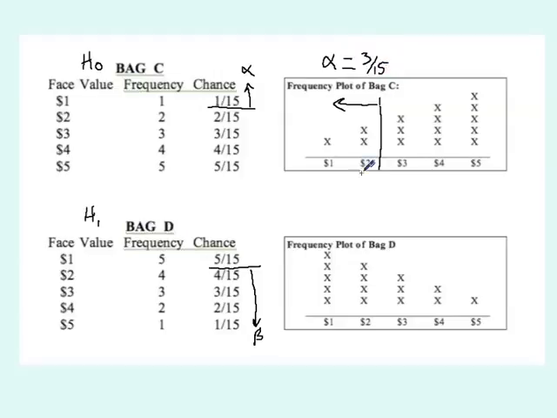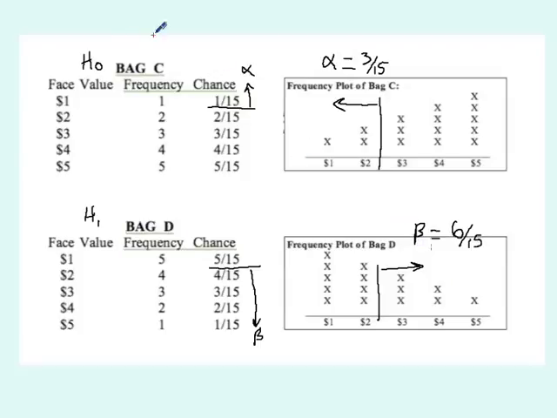3/15ths. So how are we going to calculate beta? Well, if alpha went that way, then beta is going to go this way. In other words, if alpha is to the left in the distribution of the null, then beta is going to be calculated to the right in the distribution of the alternate. So let's check out and see what happened to beta here. Beta is going to be what? 1, 2, 3, 4, 5, 6. Beta is going to be equal to 6/15 now.